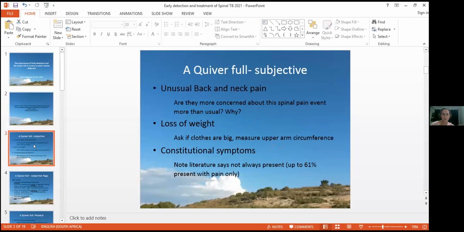So when the quiver is full of arrows, sometimes just doing a decent subjective assessment is helpful. When someone presents with back pain, obviously you don't want every single person who has back pain to be suspected of TB spine, but one of the good questions you could ask your patient is, are they more concerned about this spinal pain event than usual, and why are they? A lot of people in their life have had back pain, and they might have their own reasons for being more worried about it than not.